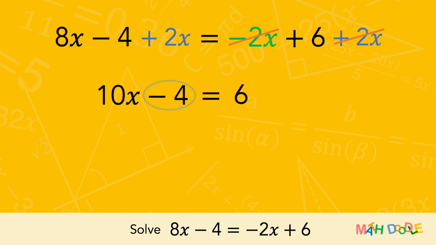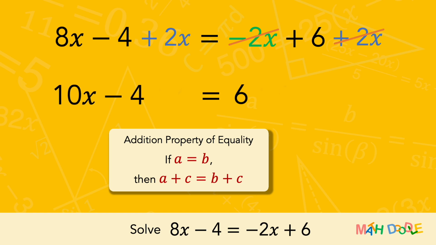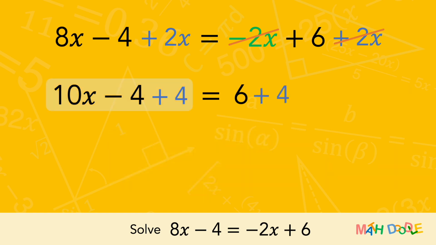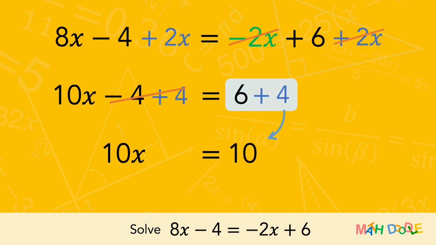Next, we are going to eliminate minus 4 on the left side of the equation. To do this, let's add 4 to both sides of the equation. After adding 4, the left side of the equation is simplified to 10x. Then, let's simplify the right side of the equation. 6 plus 4 is 10. We now have a new equation, 10x equals 10.